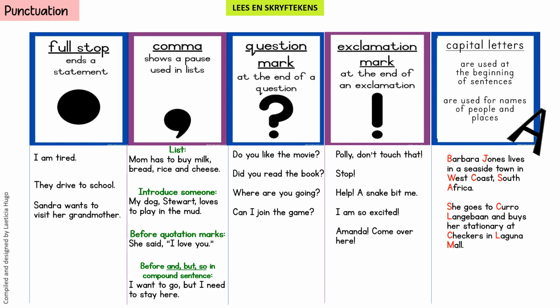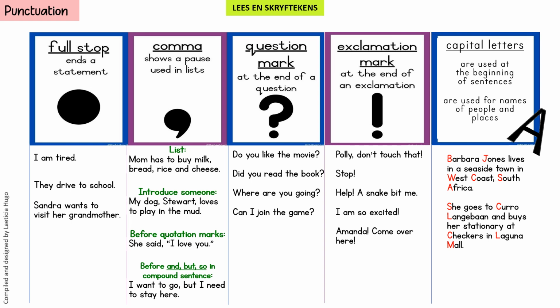So let's just read it, and you will then see the different places and people, and also businesses. Let's just go through it first. So Barbara Jones lives in a seaside town in West Coast, South Africa. She goes to Kiro Langebaan and buys her stationery at Checkers in Laguna Mall.